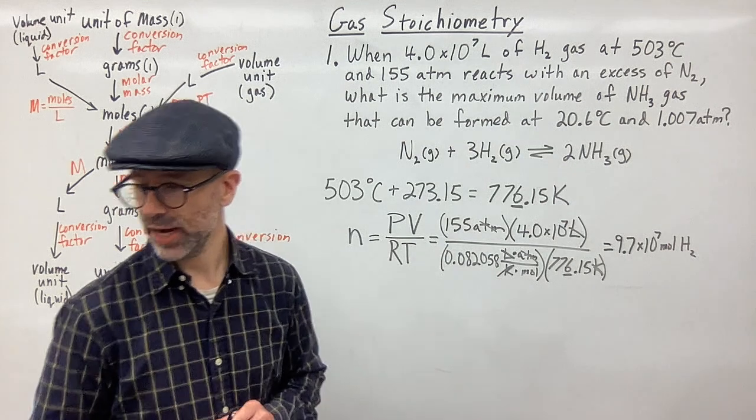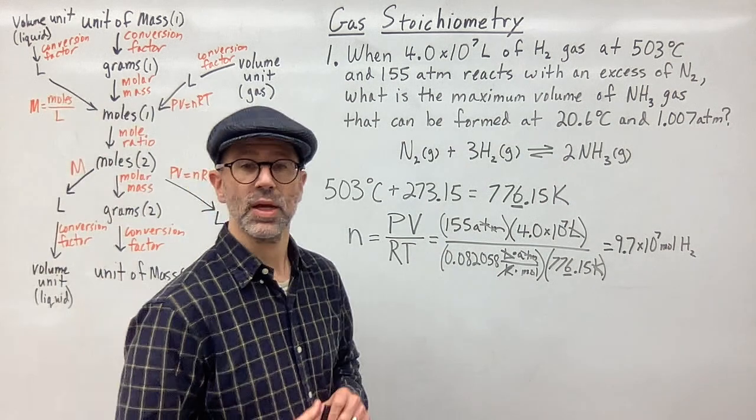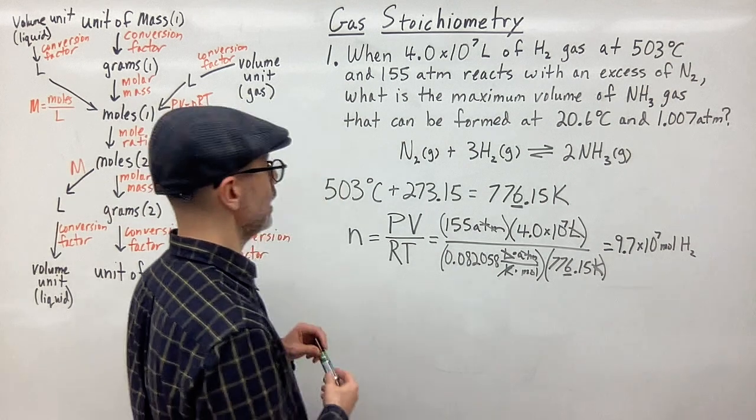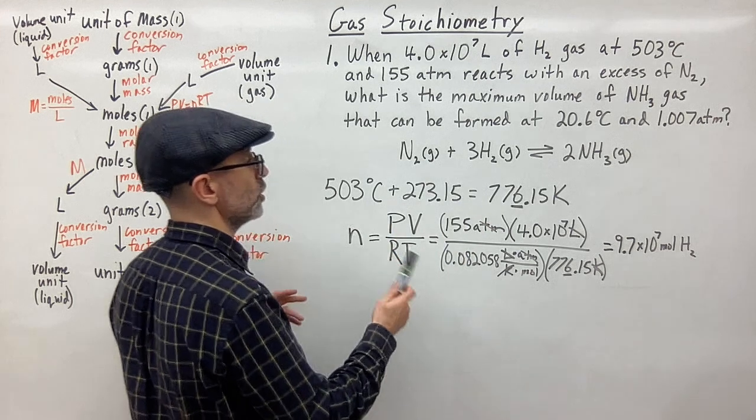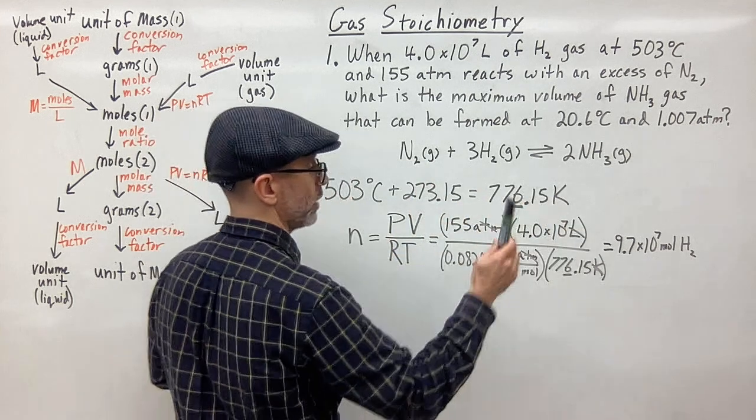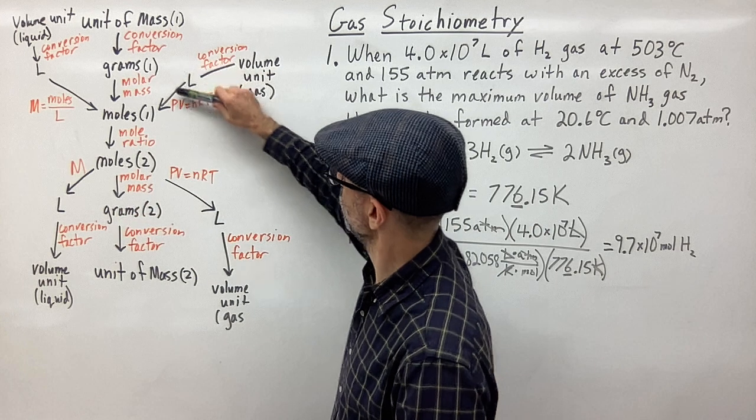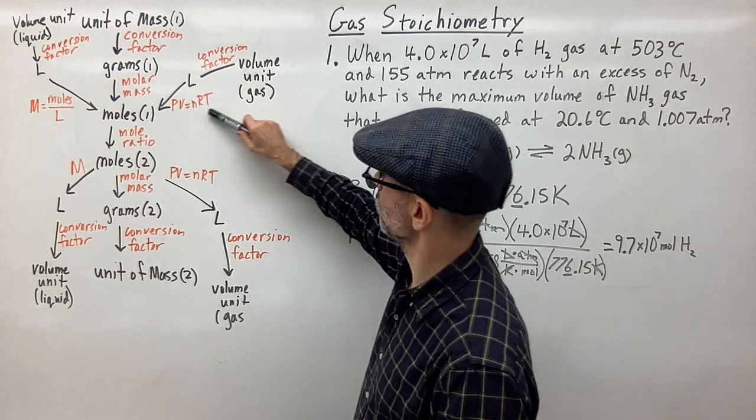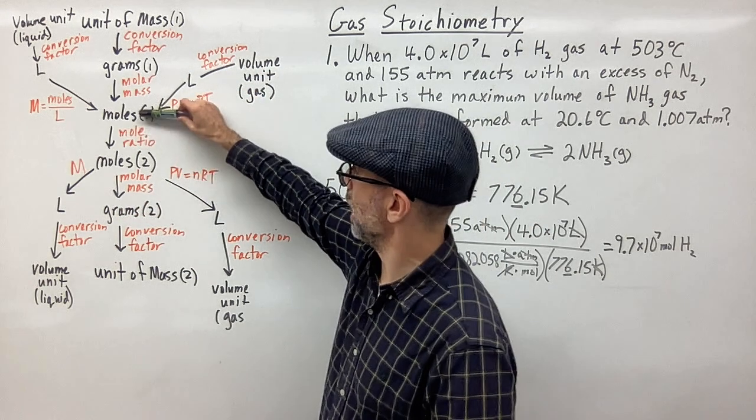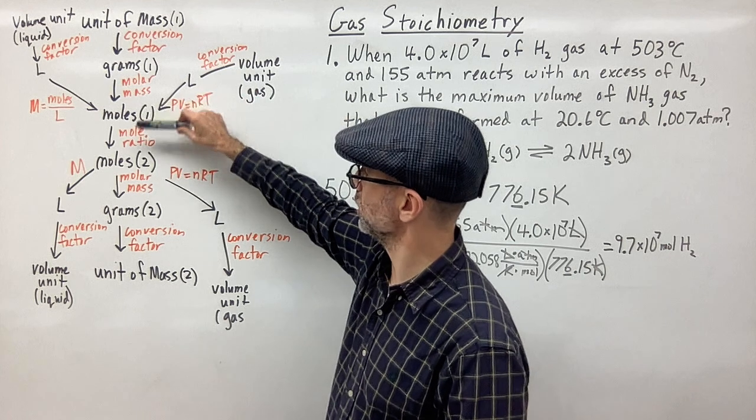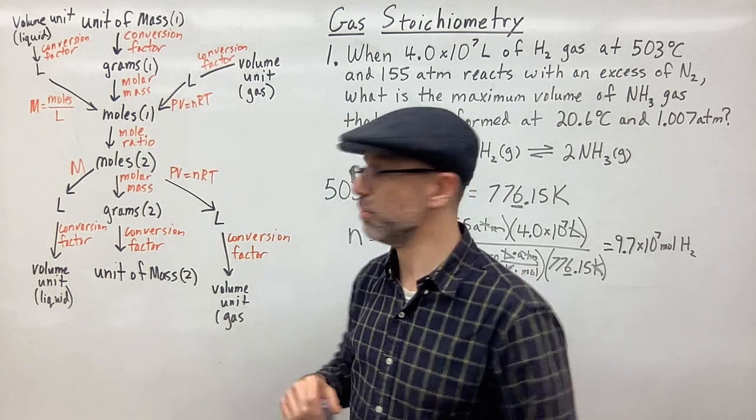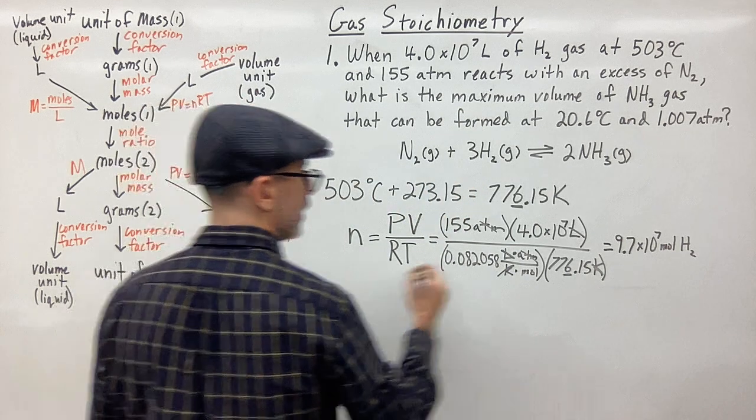All right, so now that we have our moles, the next thing we want to do is convert using the equation. So we got moles, here we are. We were given liters of our gas. We use PV equals nRT to get to moles. Now we use the mole ratio in our balanced equation to get moles of the ammonia. So we're going to go ahead and do that.